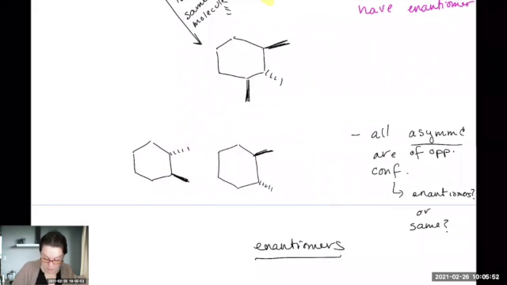Okay, so that means if this one is R, then this must be S, and vice versa. That's also a way that you could check. Assign your absolute configuration to each of the carbons. I know you love doing that, and see if they're opposite. Good.